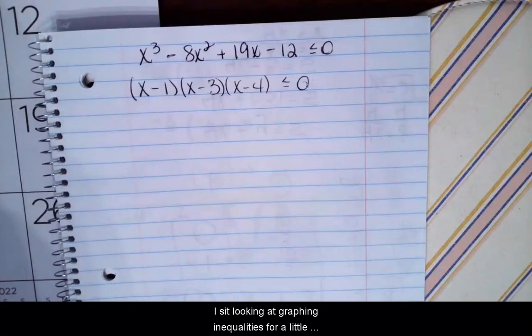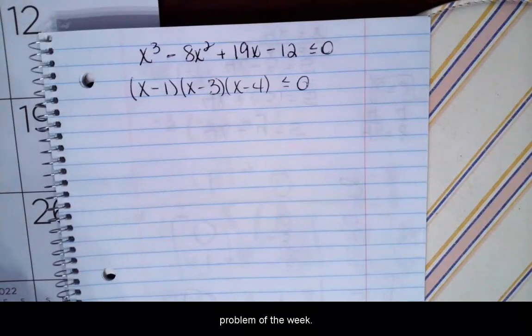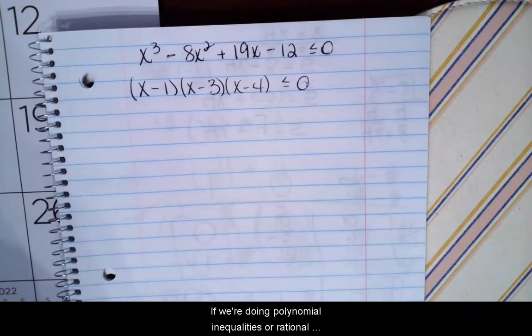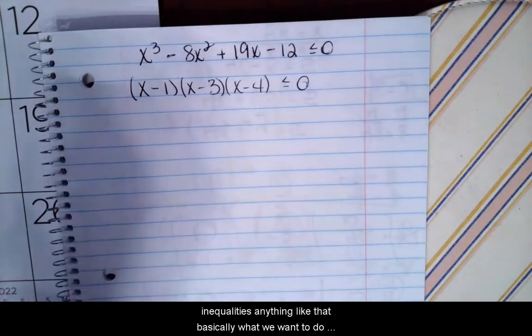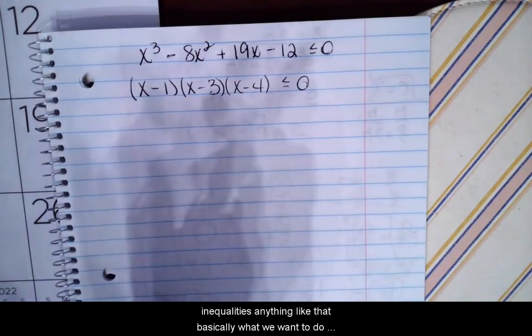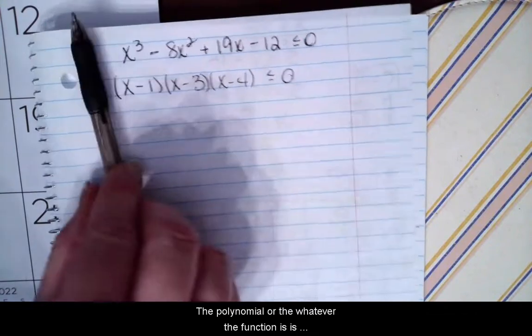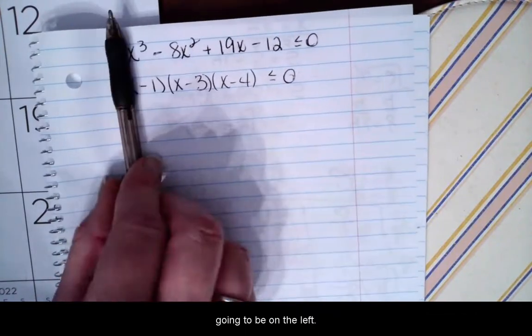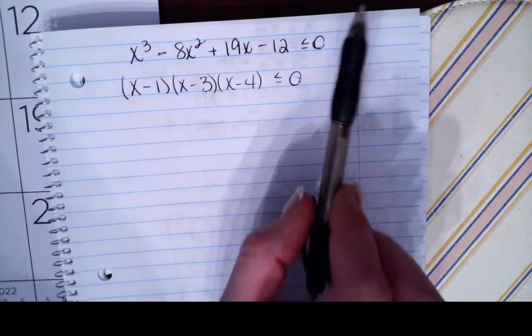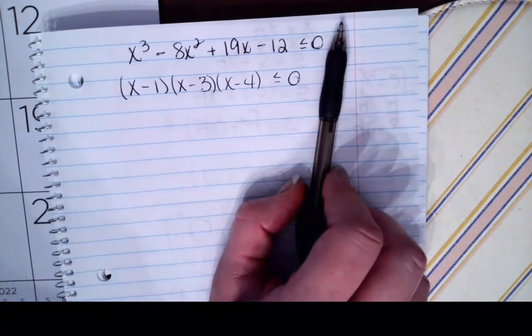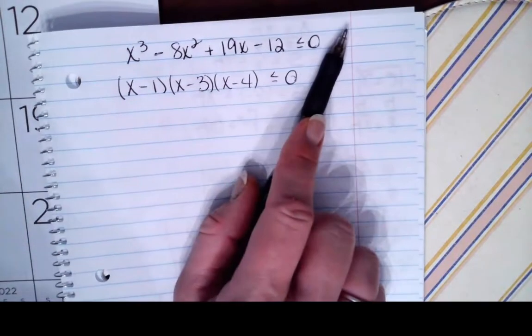All right, so looking at graphing inequalities for our little problem of the week. If we're doing polynomial inequalities or rational inequalities or anything like that, basically what we want to do is format it so that the polynomial, or whatever the function is, is on the left, and then our zero will be on the right. And that just makes it easier for our brain to follow the same process each and every time.